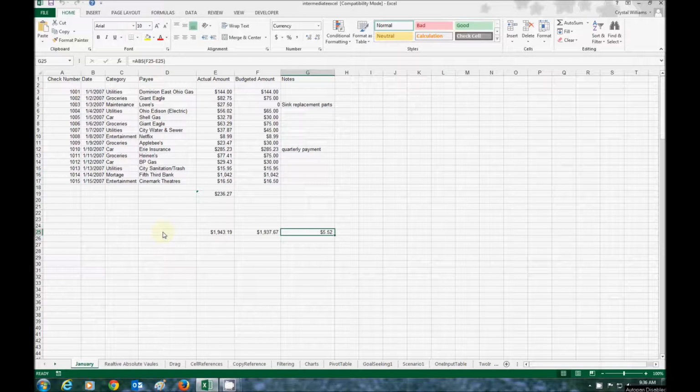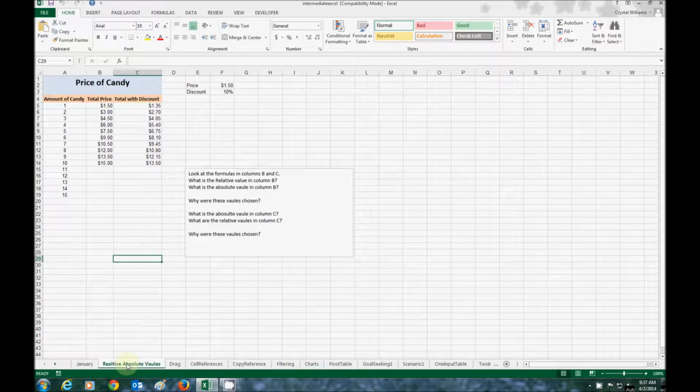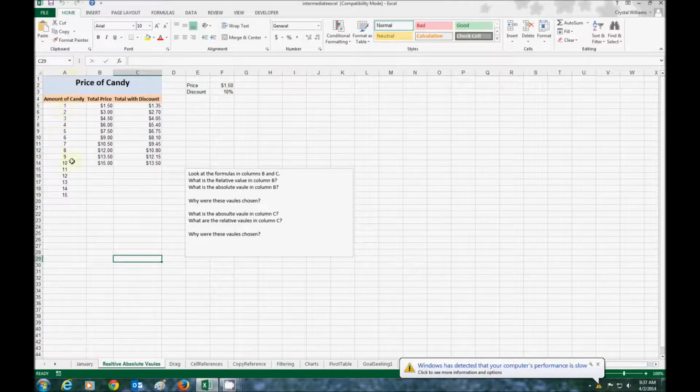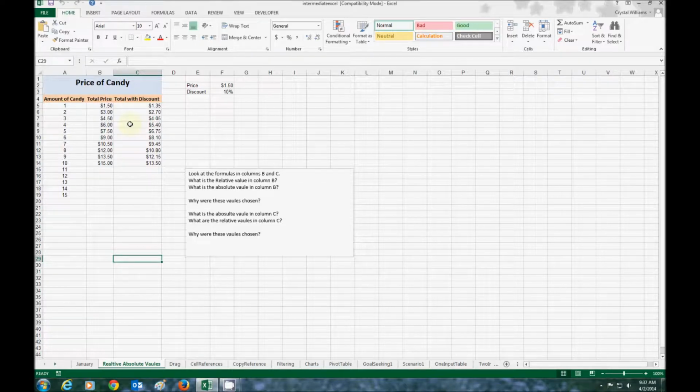Okay, now that we have looked at the concepts behind relative and absolute values, let's see it in practice. If you have the intermediate Excel spreadsheet, go ahead and click on the Relative Absolute Values tab at the bottom. So here we have a worksheet with the price of candy. You'll notice that the standard price for a piece of candy is $1.50, and if a discount is applied, it's going to be 10%. In column A, we have the amount of candy ordered. Column B, we have the total price of the candies. And then column C, we have the total price with the discount applied.